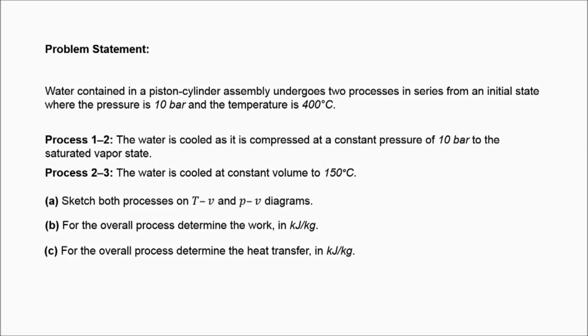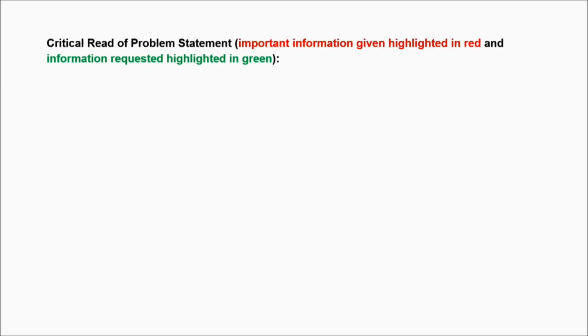Sketch both processes on the TV and PV diagrams. For the overall process, determine the work in kilojoules per kilogram. And for the overall process, determine the heat transfer, also in kilojoules per kilogram. First, let's do a critical read of the problem statement, highlighting in red the important information given and in green the information requested.